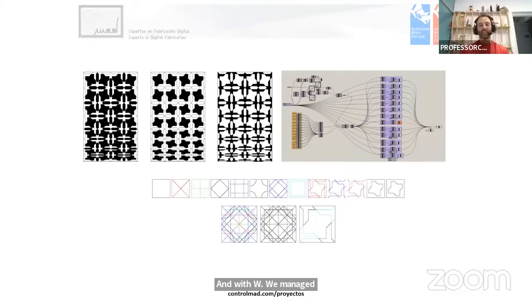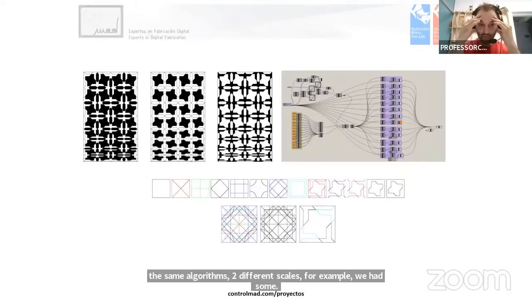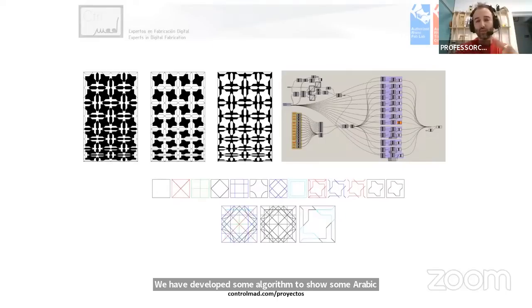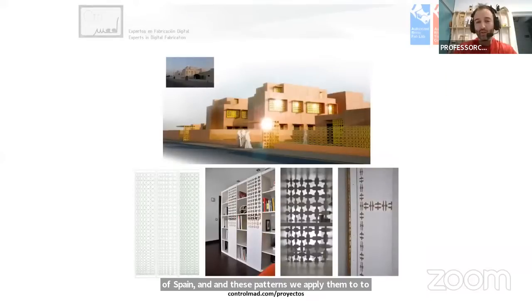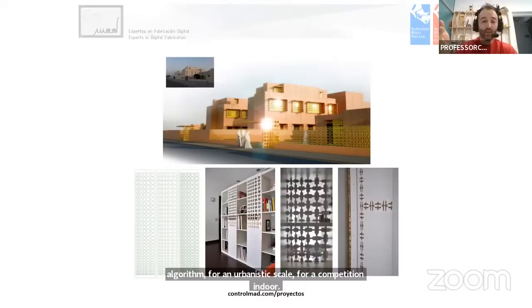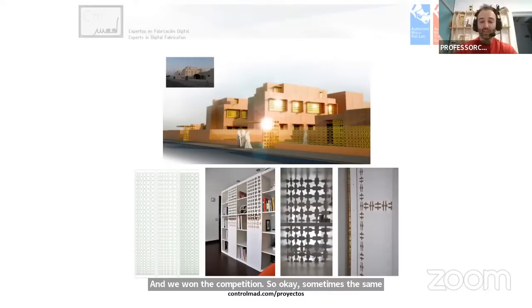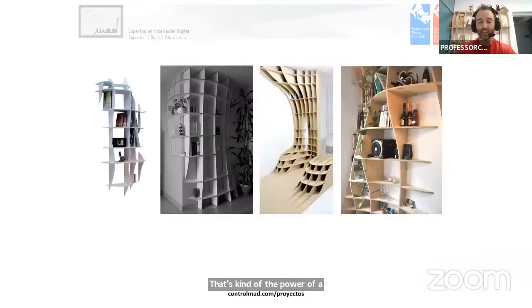The good thing of parametric design is that you can apply the same logics or the same algorithms to different scales. For example, we have developed some algorithms to show some Arabic patterns, based on Alhambra's patterns here in the south of Spain, Granada. These patterns we apply to two different projects. One project for a client, on the bottom, was just some small pieces of wood to cover some furniture from IKEA. And the other one on the top was the same algorithm for an urbanistic scale for a competition in Doha, and we won the competition. So sometimes the same algorithm is useful for different scales. That's kind of the power of parametric design or algorithmic design.